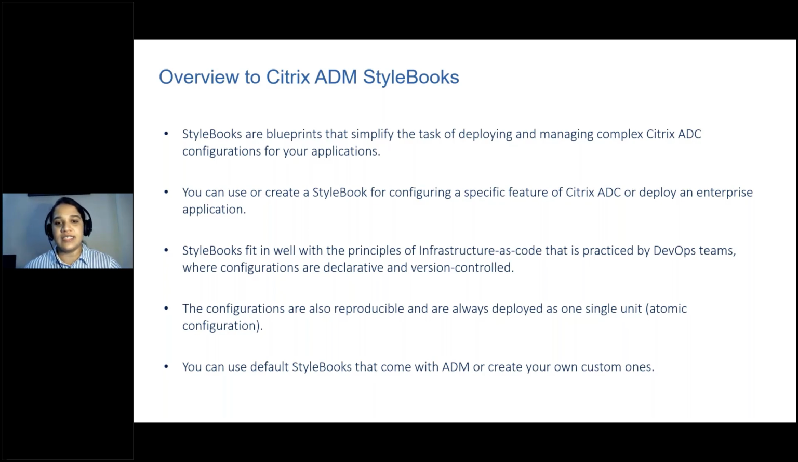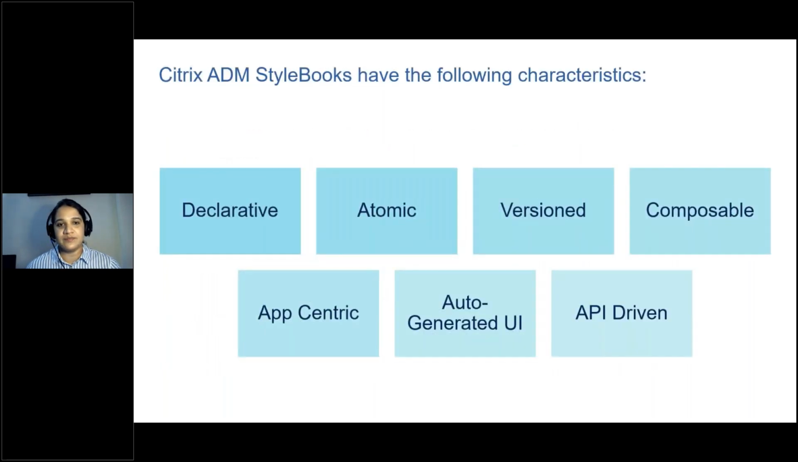Now you can use or create a StyleBook for configuring a specific feature. This feature can be either a network function or an enterprise app. It fits amazingly well with infrastructure as code, which is typically practiced by DevOps teams, where the configurations are declarative and version controlled. They're also reproducible, that is, you can use one StyleBook in the other, and they are atomic. Now, ADM service comes with a lot of default StyleBooks at network function level as well as enterprise app level. But if you have certain configs which are custom to your requirement, you can also create your own StyleBooks.